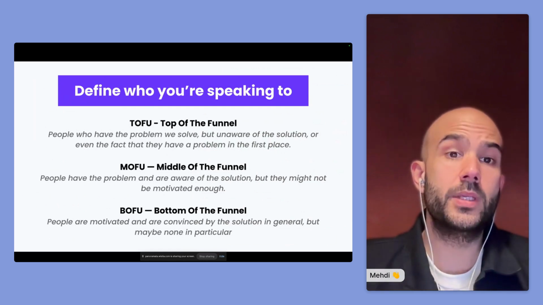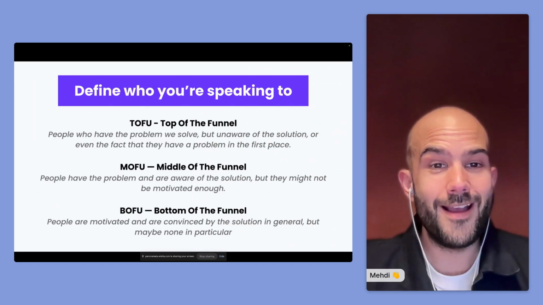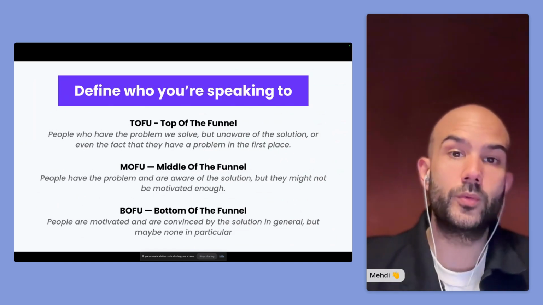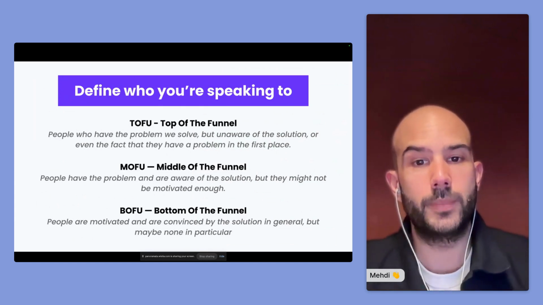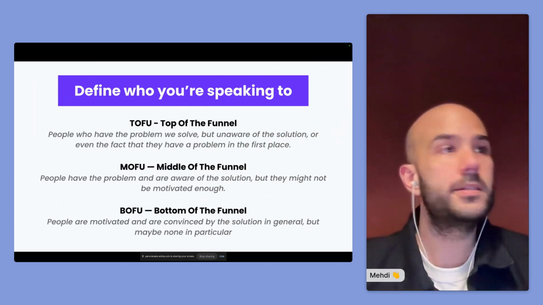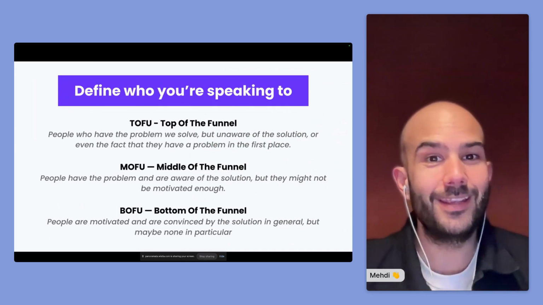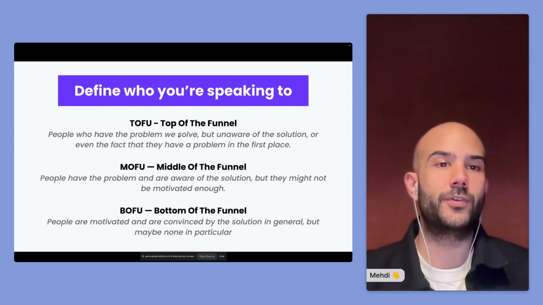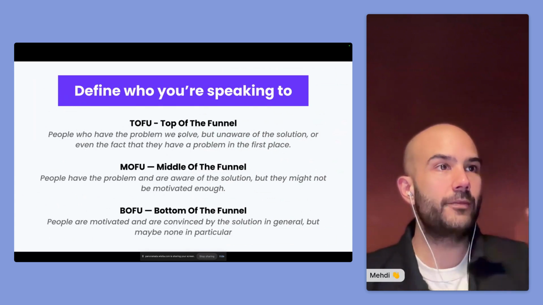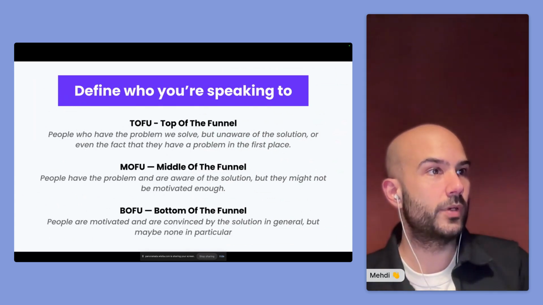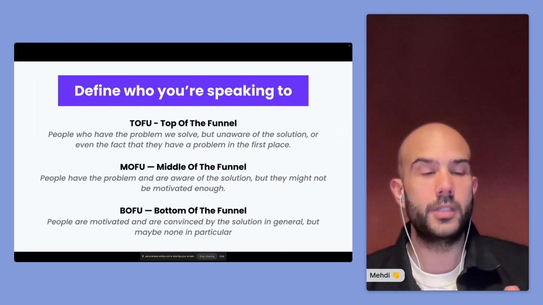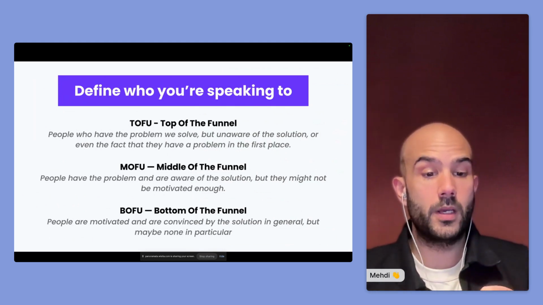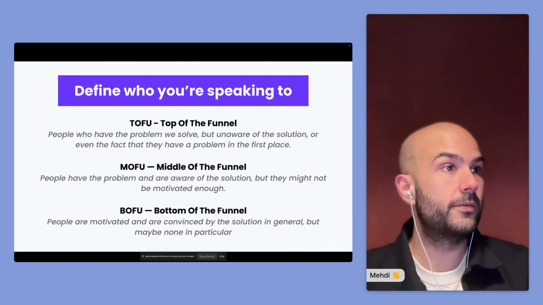Here I've highlighted 3 of the main options that you could have. This is classic marketing concepts, but still: TOFU, MOFU, BOFU, top of the funnel, middle of the funnel, bottom of the funnel. It's not just acronyms, it has a meaning. And I gave you a few examples here as well. Usually top of the funnel, those are people who have the problem that you're looking to solve for them, but they're either unaware of the solution that you're providing, or they could also ignore the fact that they have the problem.